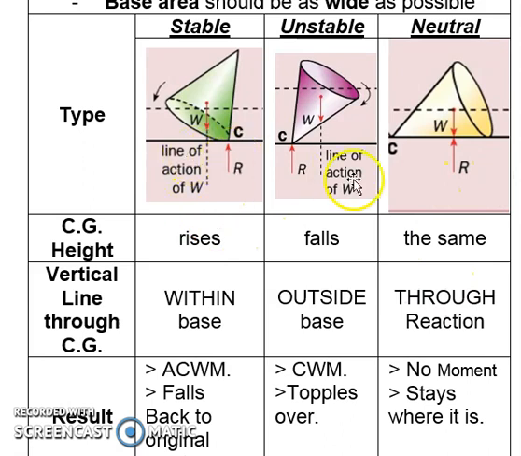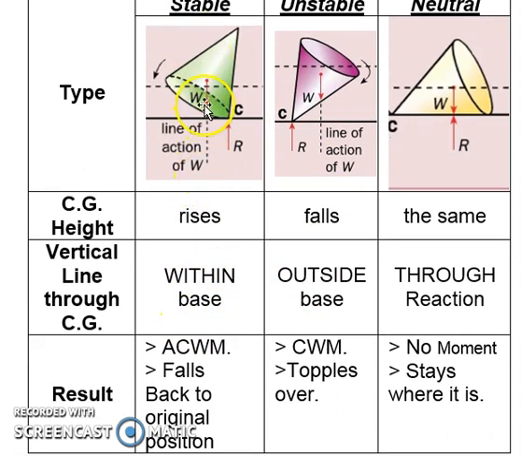For stable and unstable, you can see the center of gravity for stable will always be inside the base, whereas for unstable it will be outside the base. The result is that a stable equilibrium will cause an anti-clockwise moment back into the original position, whereas an unstable equilibrium will cause a clockwise moment toppling it. Neutral equilibrium will just stay where it is.